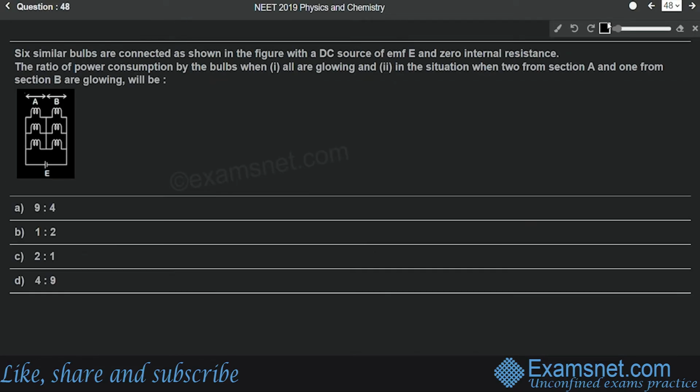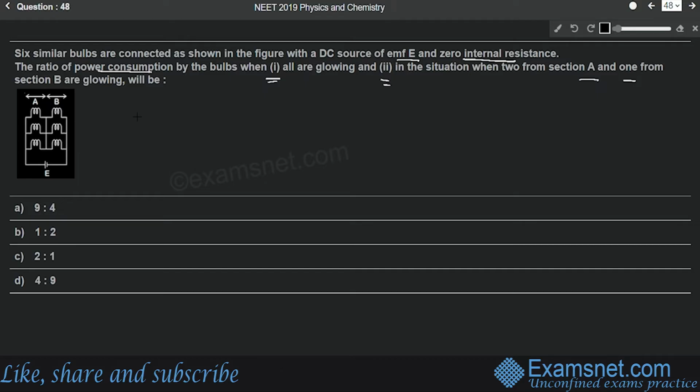Now question number 48 is from the chapter Current Electricity, and the question is, 6 similar bulbs are connected as shown in the figure with a DC source of EMF E and 0 internal resistance. Then the ratio of power consumption by the bulbs when number 1, all are glowing, and number 2, in the situation when 2 from section A and 1 from section B are glowing, will be.